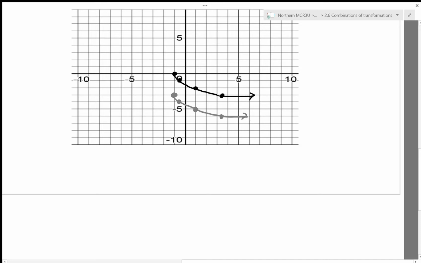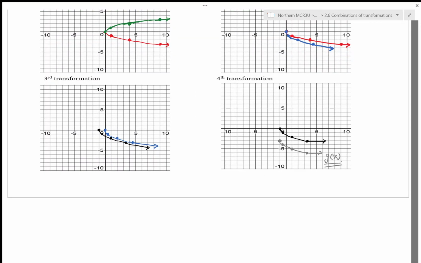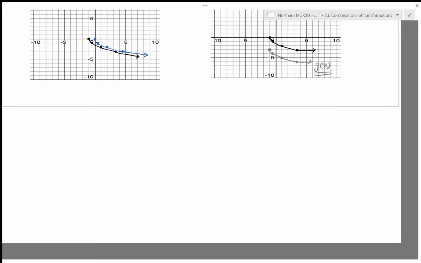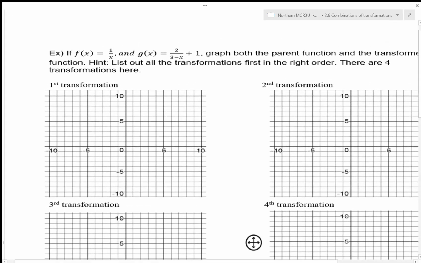So for each graph, I want you to put the name of it, okay? So that I know what type of transformations you have gone through. So are we okay with this? Hopefully. Now let's try the next one. This one can be a little tricky.